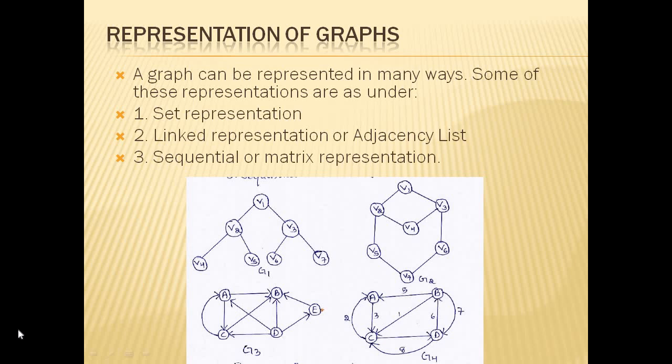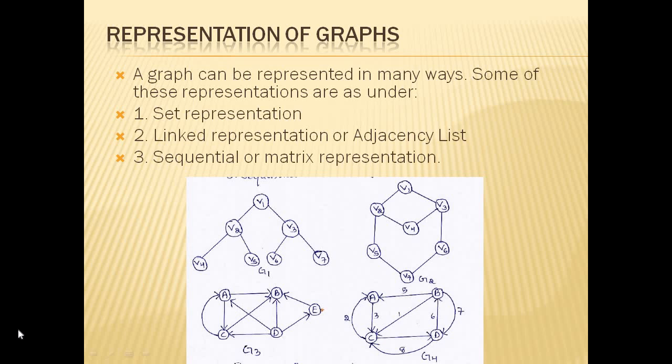Generally, a graph will be denoted with G and it contains two sets. We call them V and E. V is a set of vertices and E is a set of edges. We can represent a graph in different ways. There we have three types of representations.